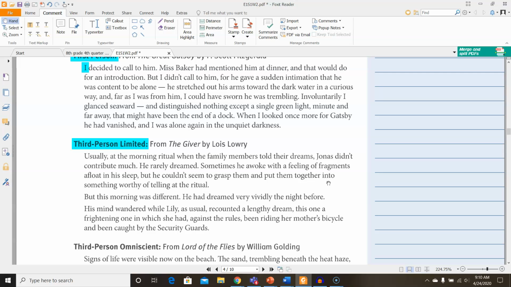So here, in third-person point of view, we're getting the perspective of Jonas, the main character, and the people who are around him, such as his mother and father, and Lily, his sister.